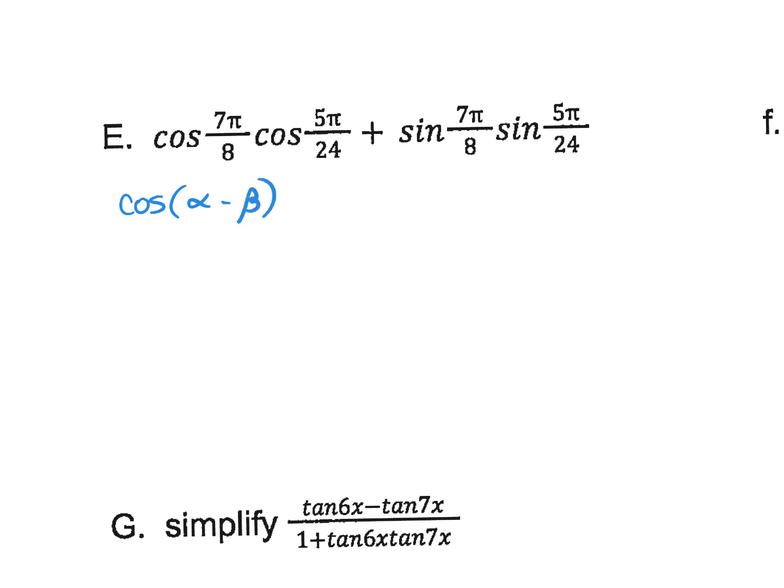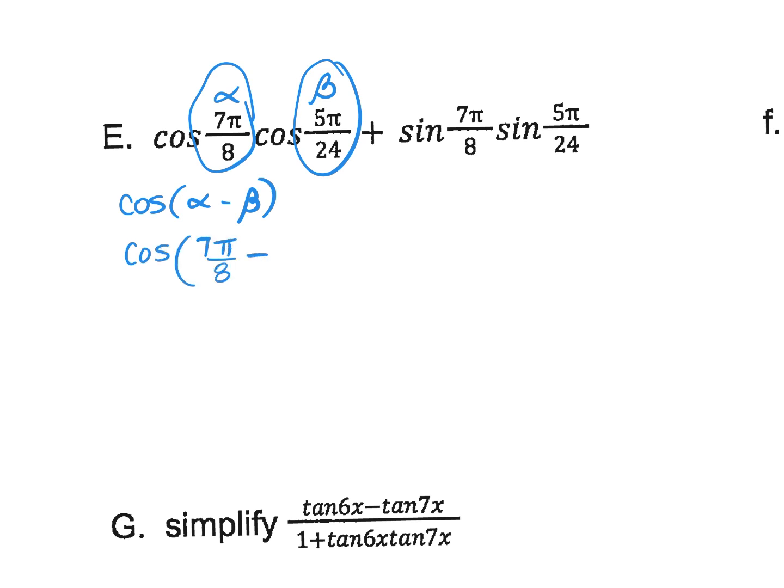Alpha minus beta. Okay. So guess what? We just need to find alpha and beta and put them back together, don't we? Well, the first one's alpha and the second one is beta. So we rewrite this as cosine of, now we need a common denominator. What's the common denominator for 8 and 24? 24. So I need to multiply by 3 over 3 here.